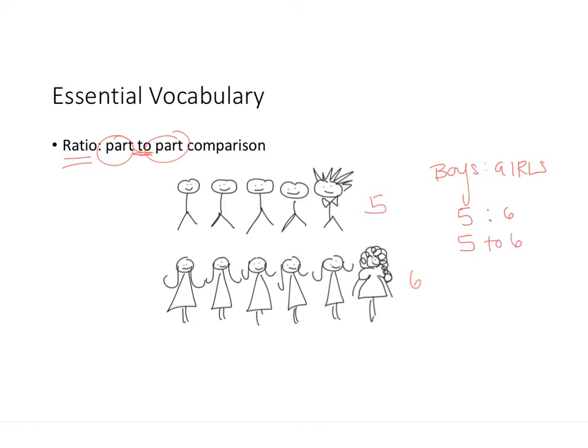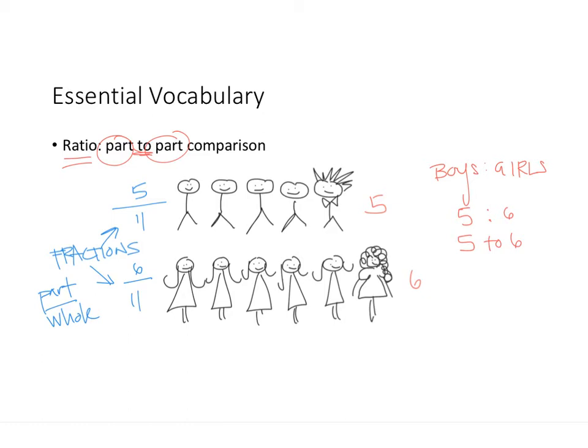Now, if I were to ask you what is the fraction of boys in the whole group, you would write 5 out of 11, or for girls, 6 out of 11. However, these right here are fractions, and as a reminder, fractions are part to whole relationships.